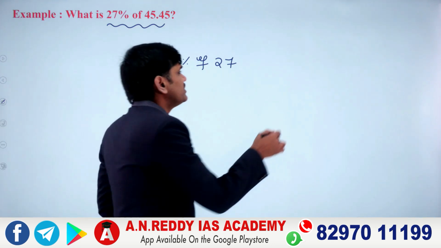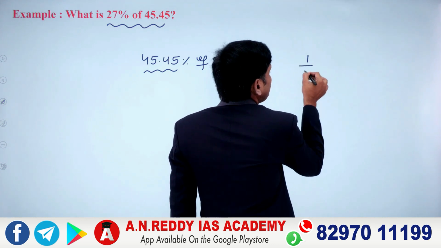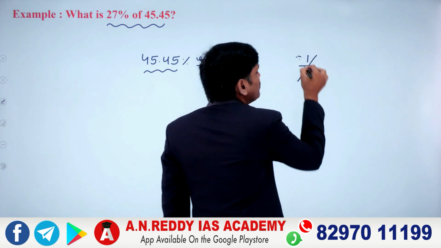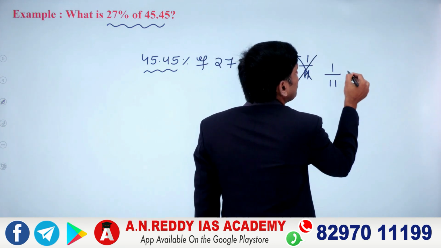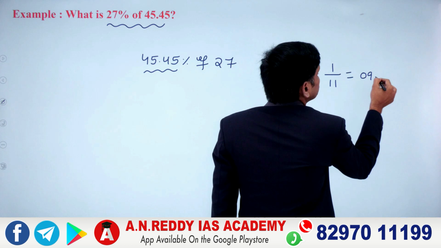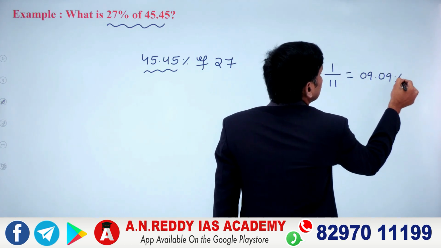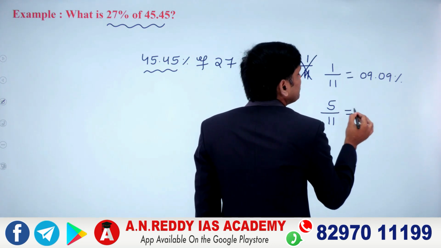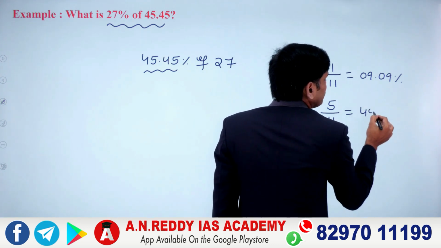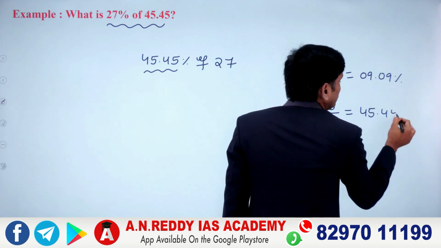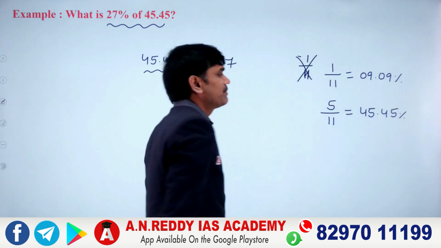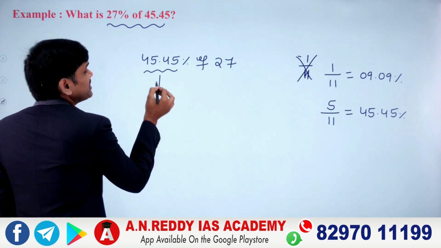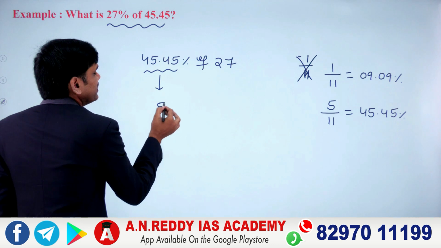So we know that 9th table means that is 1 by 11. 1 by 11 will give you how much, dear? 1 by 11 will give you 9.09%. This is what we know. So 5 times of this if you take, that will be 5 by 11. 5 by 11 will give you how much? 5 times of that, which is nothing but 45.45%. Hence I can say that 45.45% is nothing but 5 by 11.